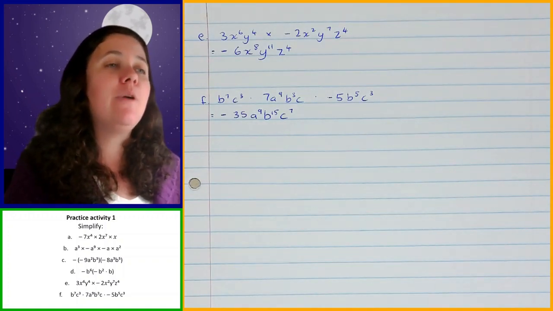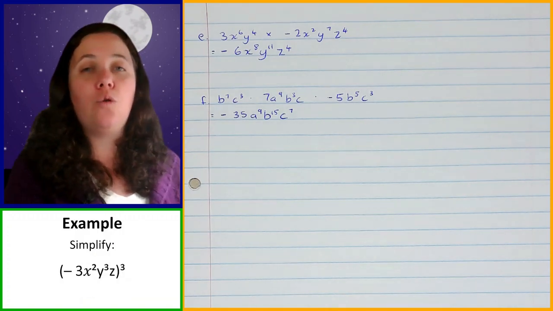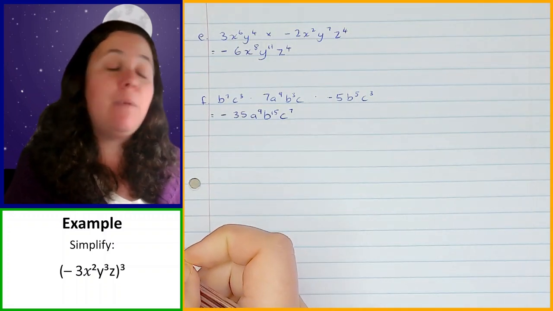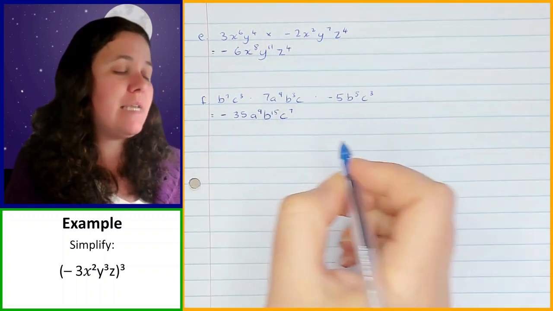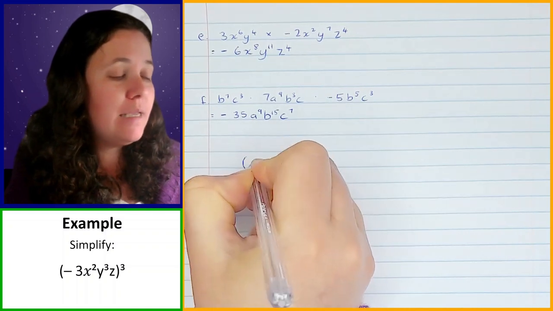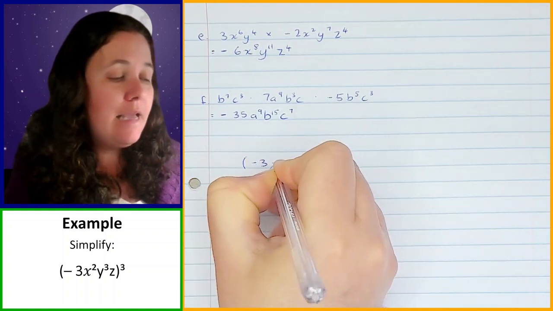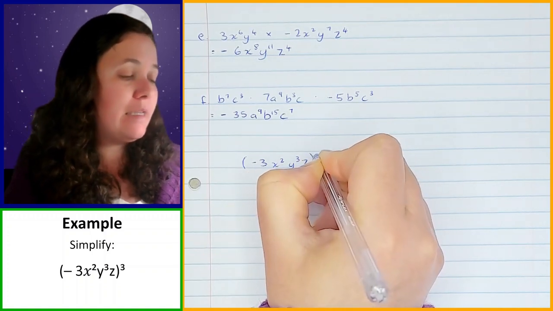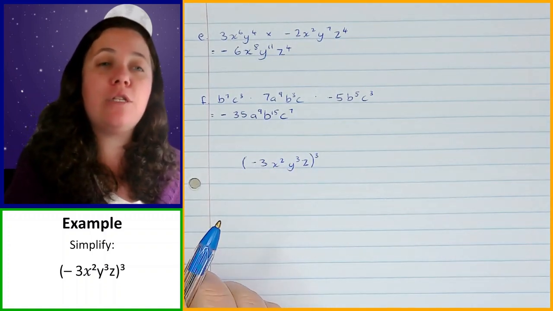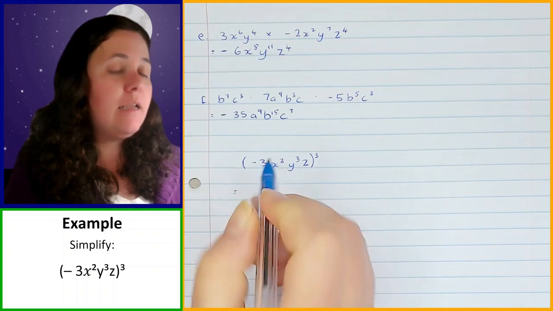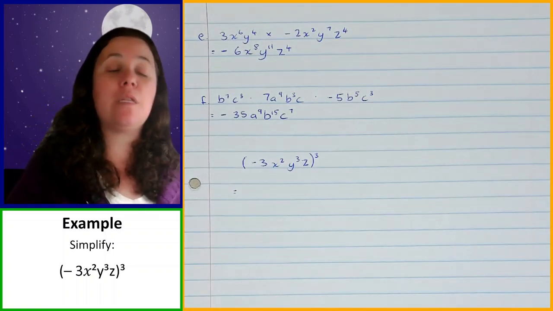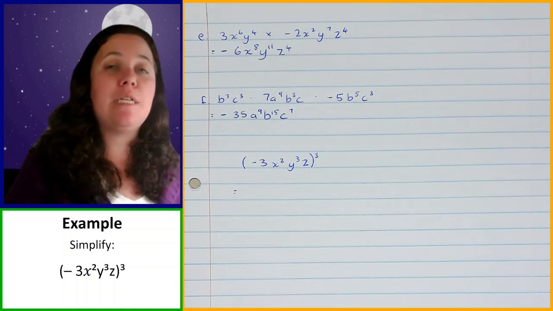Okay, so now we're going to go on to some where we'll be using the next law that we have learned, which is raising a power to a power. In this case, our example is negative 3, x squared y cubed z in brackets cubed. The first thing I need to do is identify my sign again, just like I had to when I was doing the normal multiplication.